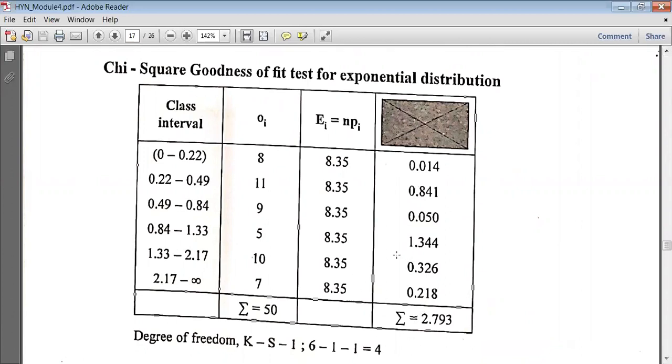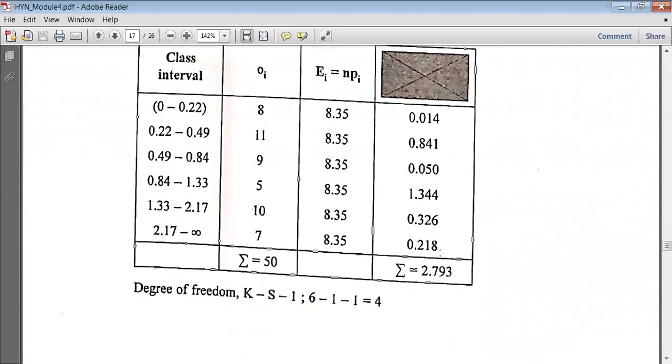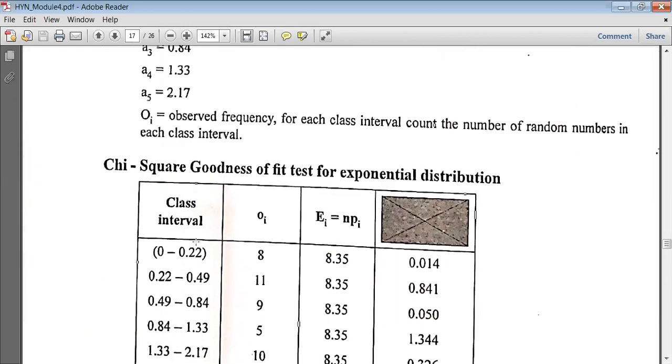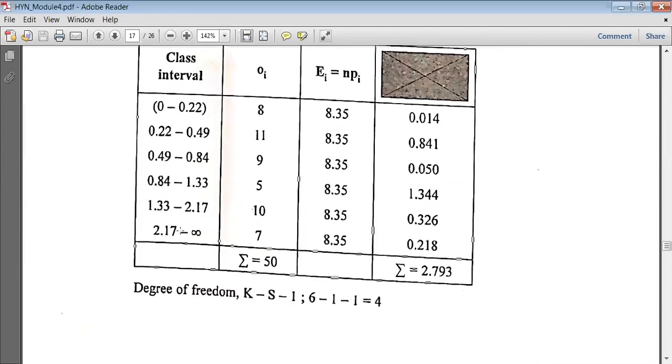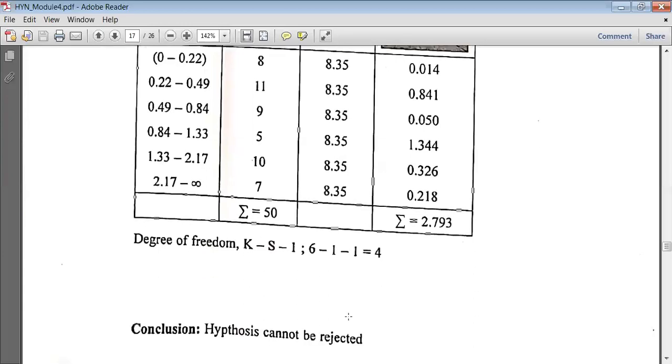Once all the values are there, you add all of them and you will get some value. This value we have to compare with the level of significance value. The degree of freedom is k minus s minus 1, because here you have got how many Ei values? 1, 2, 3, 4, 5, 6. For the sixth class interval, you get infinity, so k will be 0, 1, 2, 3, 4, 5. 0 to 5 is nothing but 6 intervals. So 6 minus 1 minus 1 will be equal to 4.